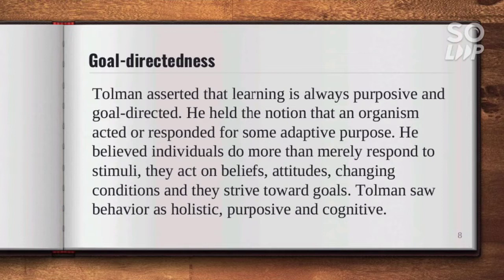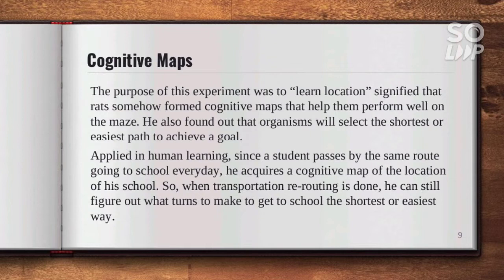He is saying that we are not just merely doing an act. We're doing this for a purpose, or we're doing this act for a certain goal. For example, why do we study? Because we want to pass some tests or some exams, or to finish studying. Am I right? It is just the same with what he stated, that learning is always purposive and goal directed. Now, the second one is cognitive maps.